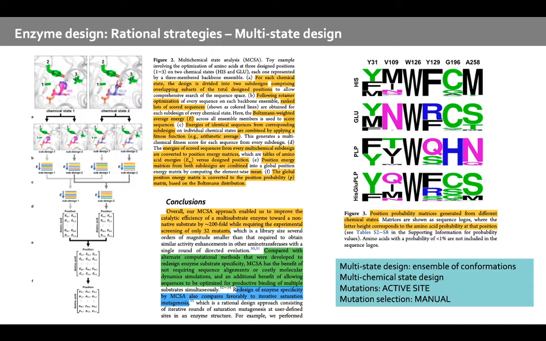mechanism. And so, summing up, in this Chica's approach, there is a multi-state design because an ensemble of conformations is used. Usually, these ensembles of conformations are not that different because they come from short MD simulations. They also allow this multi-chemical state design because different intermediates are taken into account. However, in this approach, we have mutations at the active site, and the mutation selection again is manual, based on our experience or our chemical intuition.